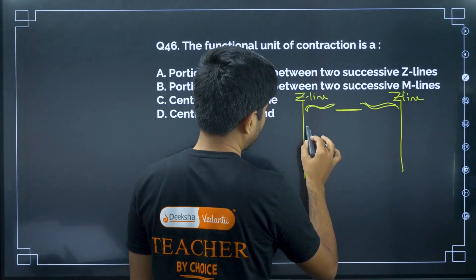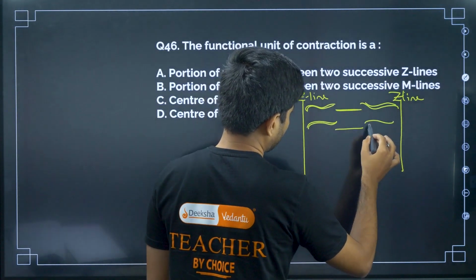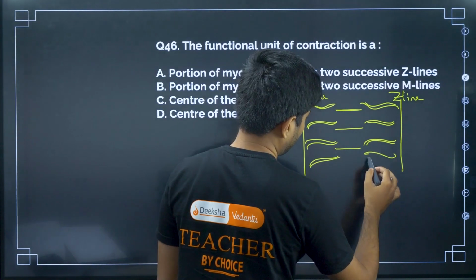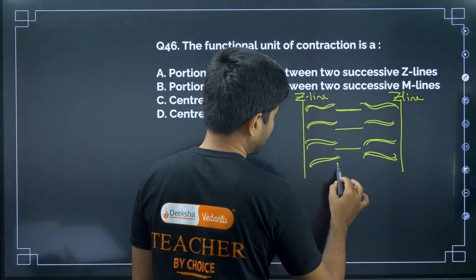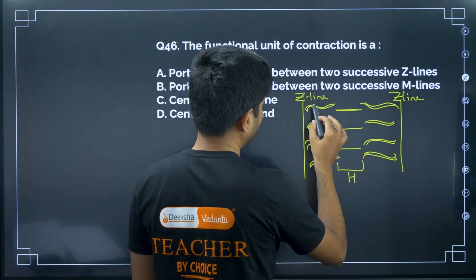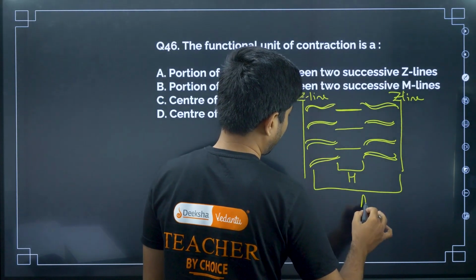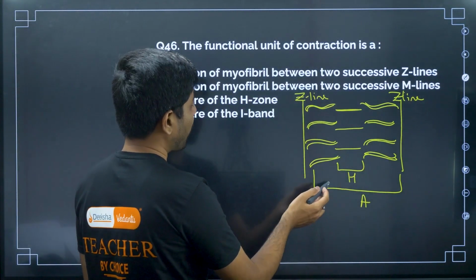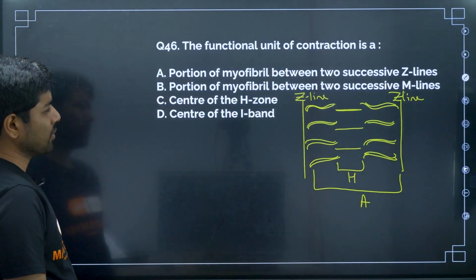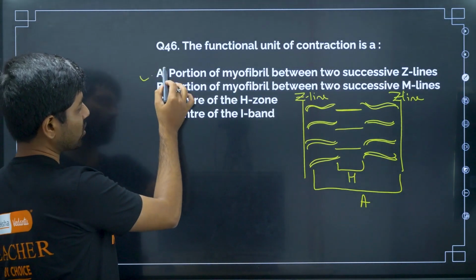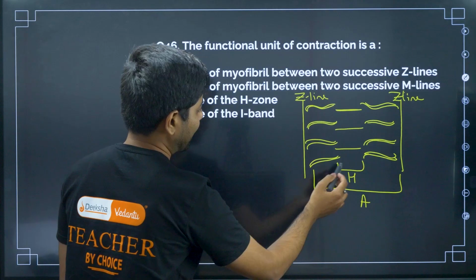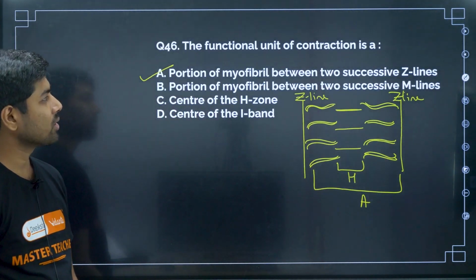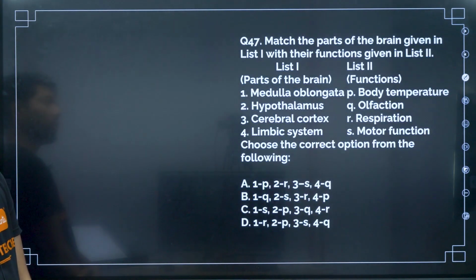Then there is H. Correct? Now this is the H zone. Here this entire thing is A. Correct? Now when these contract, what happens? There is contraction in the muscle, right? Therefore the answer is the portion of myofibril between two successive Z lines, which is causing the contraction. Now look at 47.